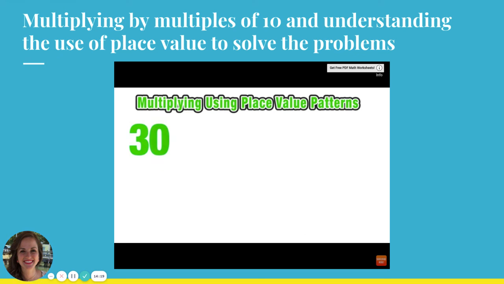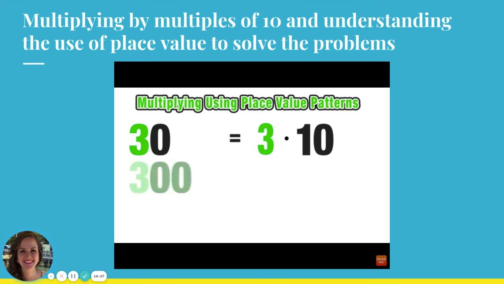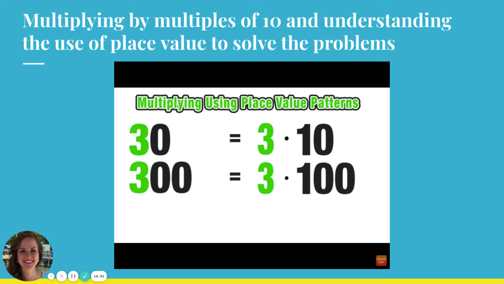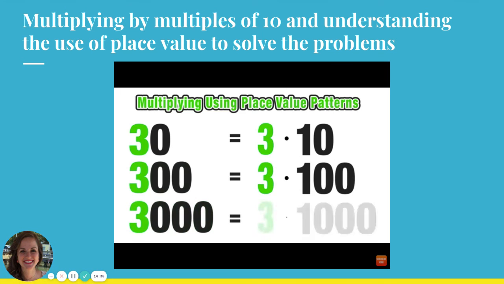So we can continue to extend our thinking here to the idea of place values. 30 is a 3 with 1 0 digit, and we can think of it as 3 times 10. 300 is a 3 with 2 0 digits, and we can think of it as 3 times 100. 3,000 is a 3 with 3 0 digits, and we can think of it as 3 times 1,000. So we can see how the place values, in this case the 0 digits, correspond.